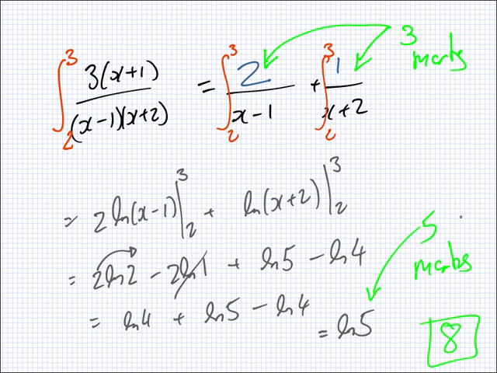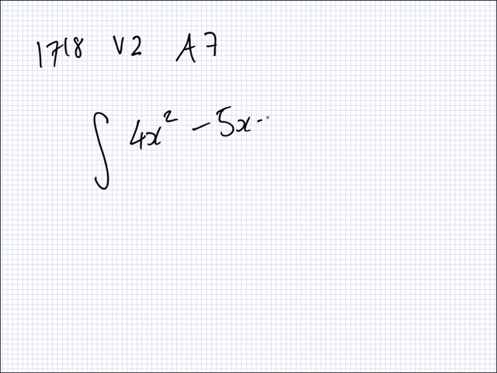Okay. Yeah, here's one for you to try. I'll just write it down. Can you all see that? Yeah. This was from version 2, the next version. So it's still 16, 17. No, sorry. 17, 18. Version 2. Question 7, A7. They ask you to integrate this for 3 marks. I'll give you a minute to try it before we look at it. Okay, give that one a go.